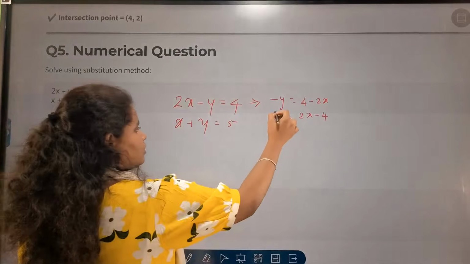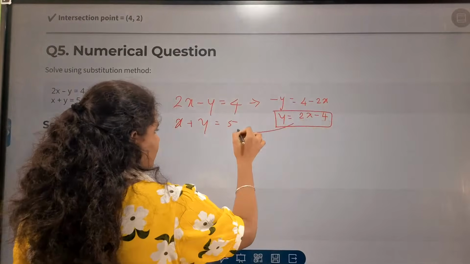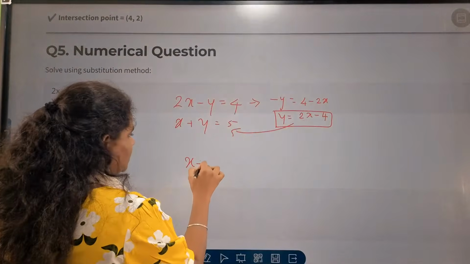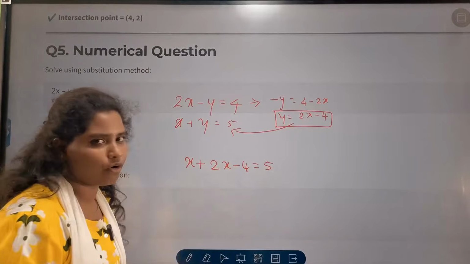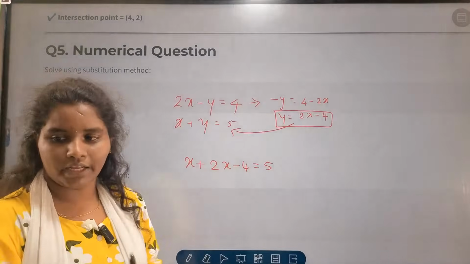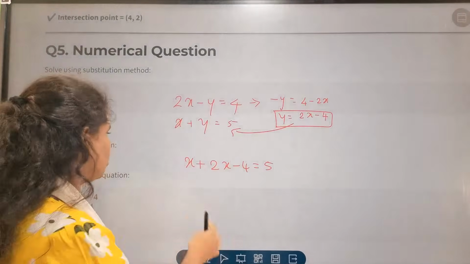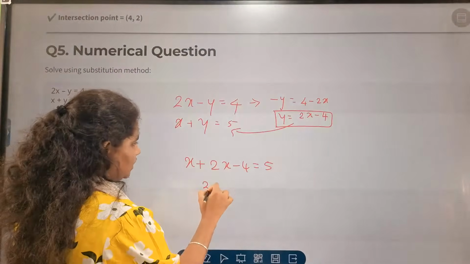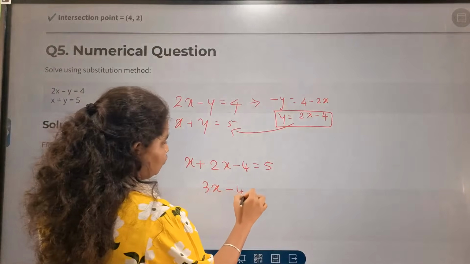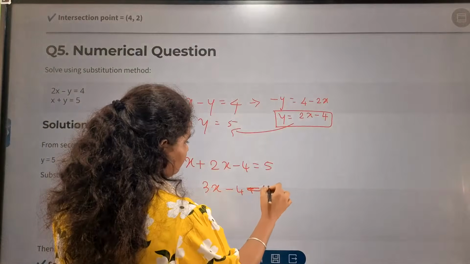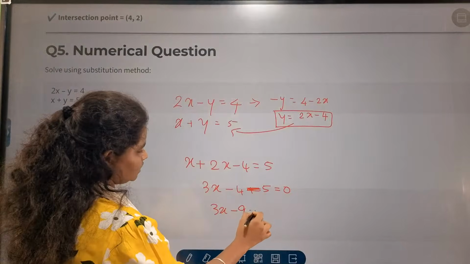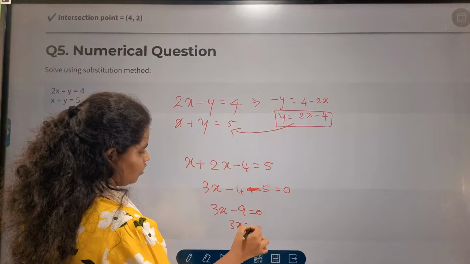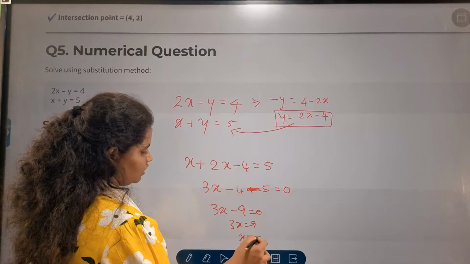I'm going to substitute this y value in the second equation. So x plus 2x minus 4 is equal to 5. We have to simplify like terms and constant terms. So x plus 2x is 3x, minus 4 minus 5 is equal to 0. So 3x minus 9 is equal to 0, 3x is equal to 9, and x is equal to 3.